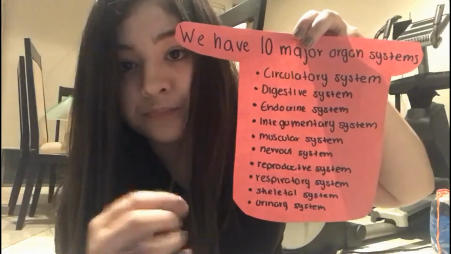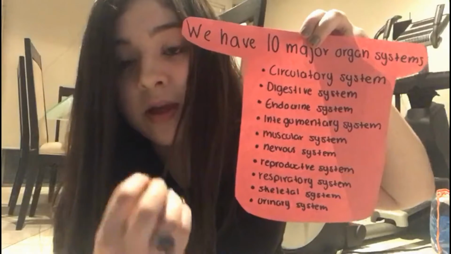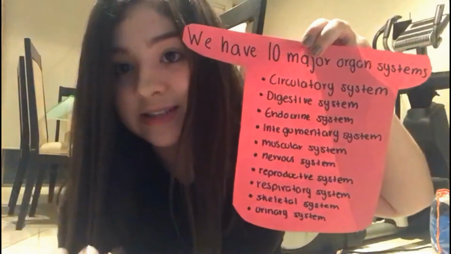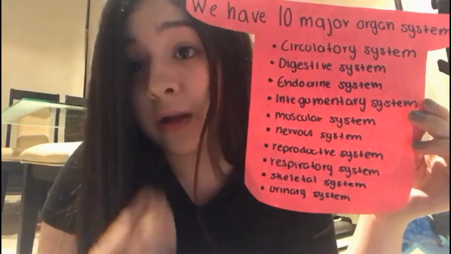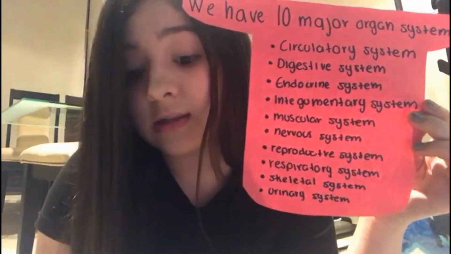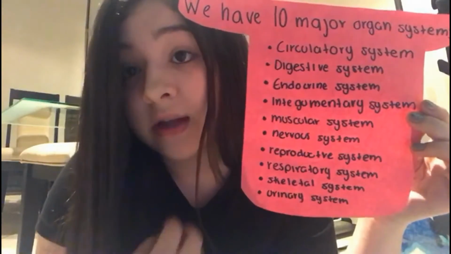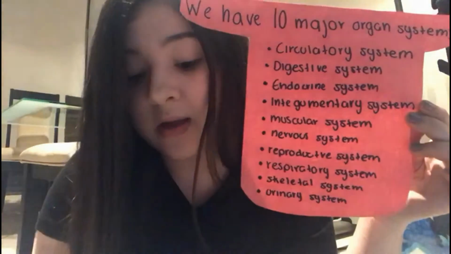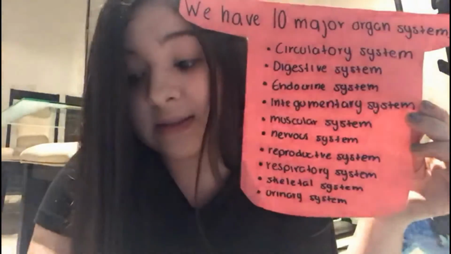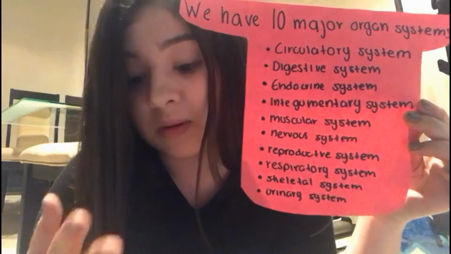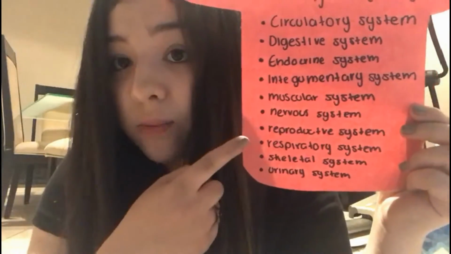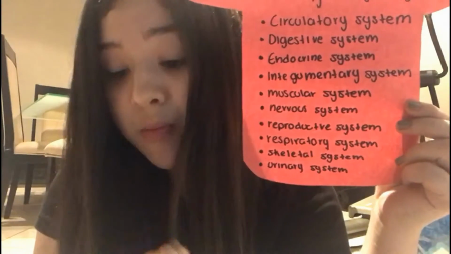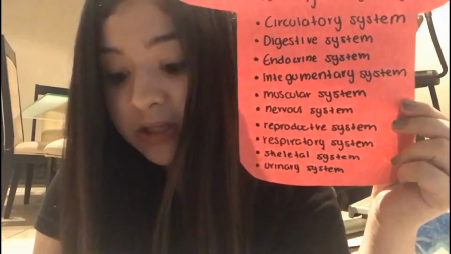Then we have the integumentary system that acts as a barrier to protect our skin from disease. We have the muscular system that is made up of muscle tissue and consists of cells and fibers that help us to move our body. We also have the nervous system that receives and interprets stimuli and transmits impulses to organs. We have the reproductive system that ensures that humans are able to reproduce and survive as a species.